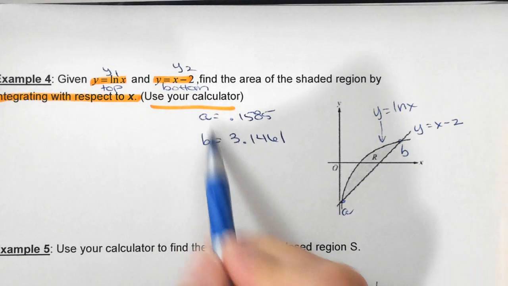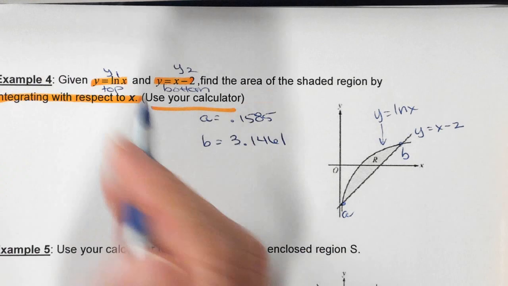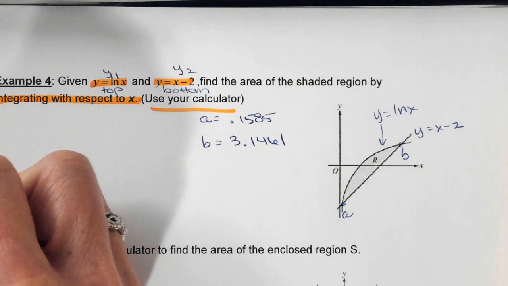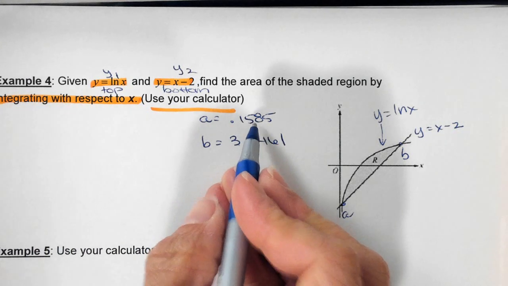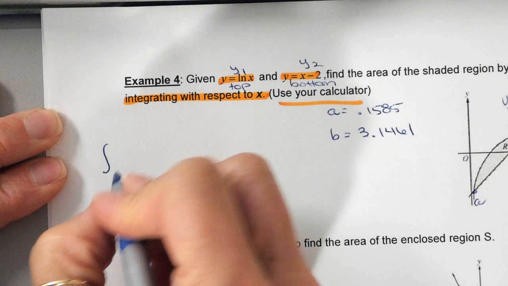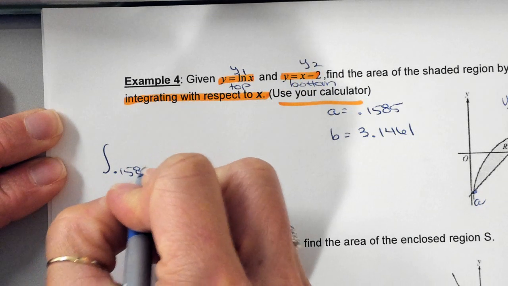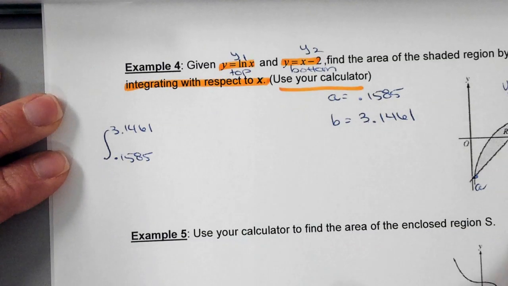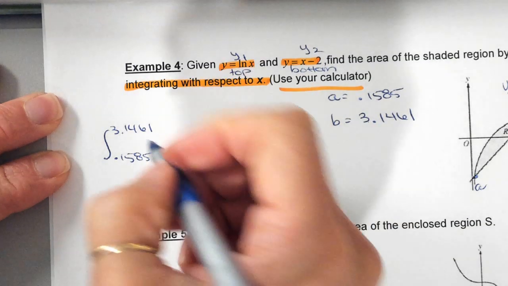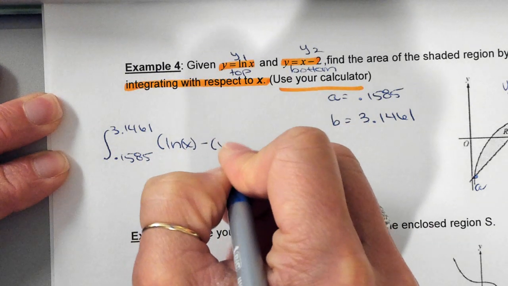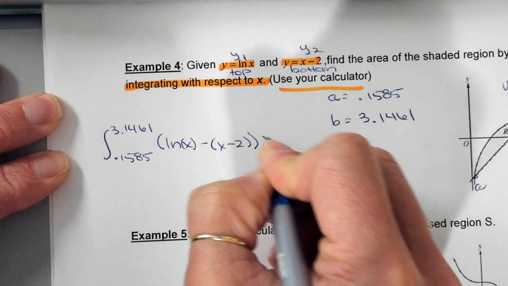You have designated what a and b are equal to, so when you write your integral, you can identify that. But if you have minimal space, my recommendation is write in your bounds. You have them. This is 0.1585 to 3.1461, and we have our top function, which is the natural log of x, minus the bottom function of x minus 2 dx.